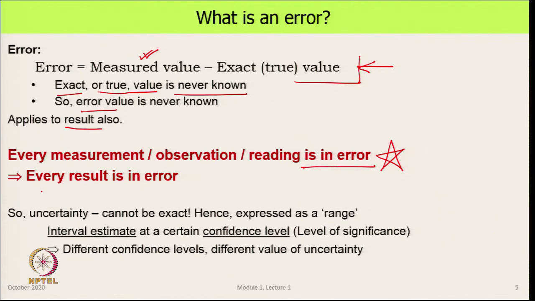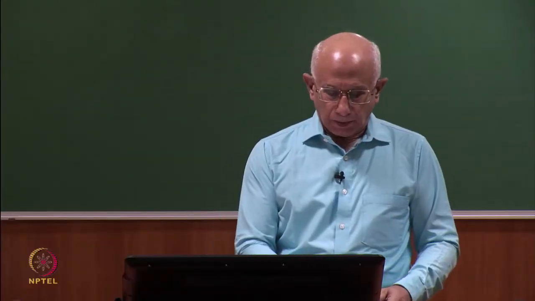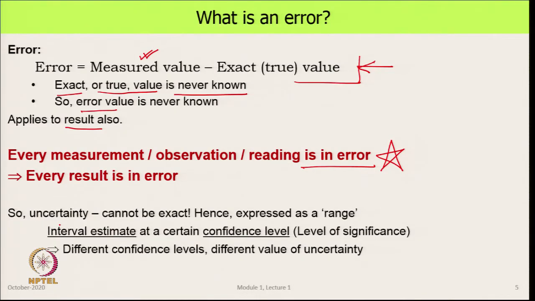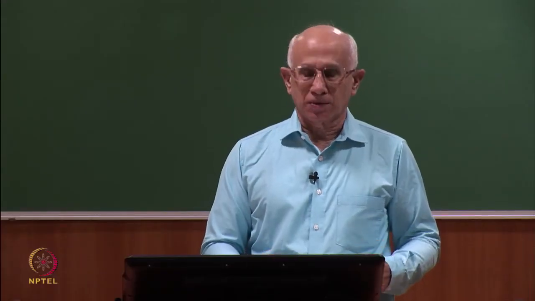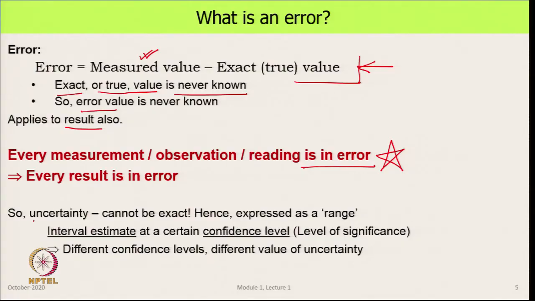So, what does it mean? That we cannot get the error. So, we will accept that this is something inexact that we have. We will represent it by an uncertainty, which again by definition cannot be exact, and so we will express it as a range. That range is what we call an interval estimate, and that range that we specify depends on the confidence level that we have chosen here.